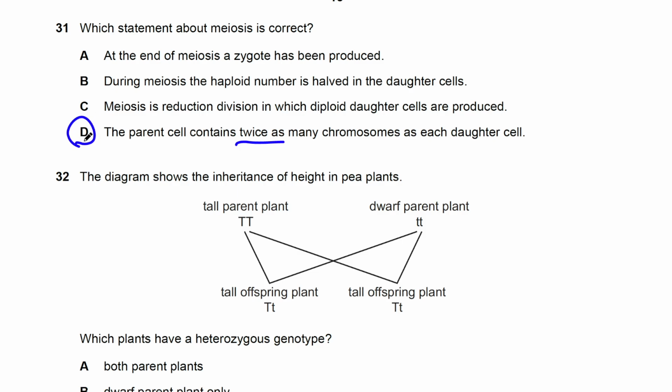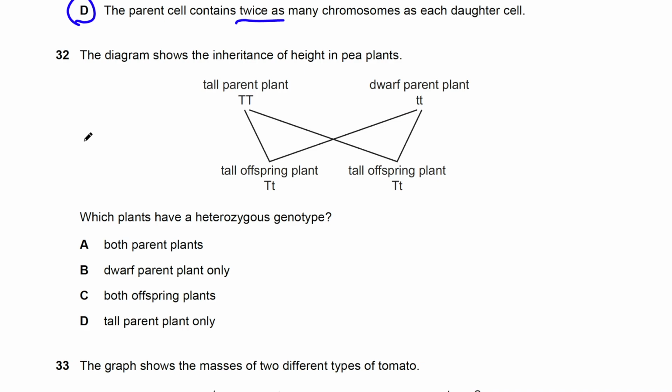Moving to question number 32. The diagram shows the inheritance of height in pea plants. As we see here, the parent is a homozygous dominant tall plant, T capital, and the dwarf parent plant is the recessive, T small. So we receive offspring that are heterozygous, but the phenotype is dominant, tall.